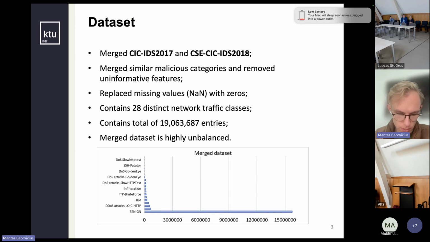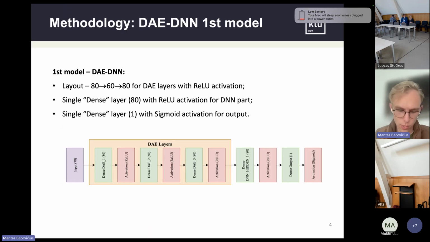This study combined two network intrusion detection data sets, CICIDS 2017 and 2018. To improve data consistency, we merged similar malicious categories and removed features deemed uninformative. Additionally, we replaced missing values with zeros. This process resulted in a new data set containing 28 distinct network traffic classes and a total of more than 19 million entries. It must be noted that both CICIDS 2017 and 2018 datasets are highly unbalanced. Therefore, the merged dataset is highly unbalanced as well.